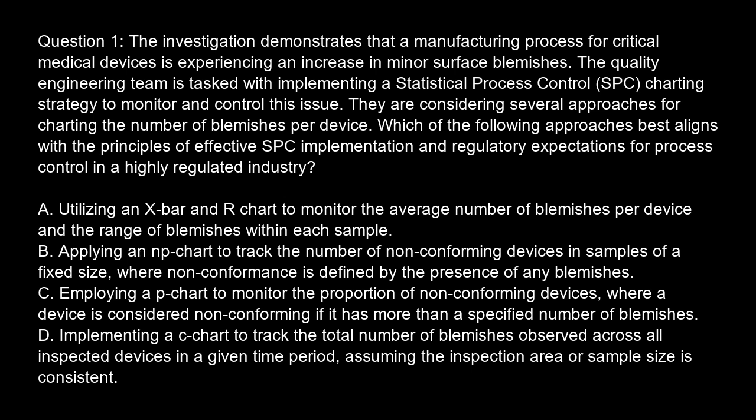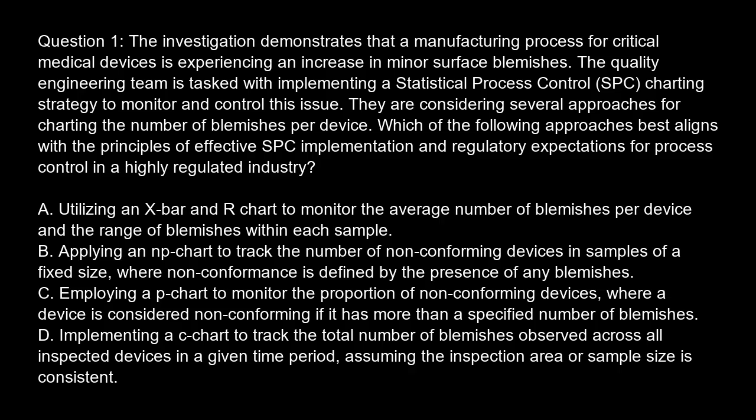Option A. Utilizing an X-bar and R chart to monitor the average number of blemishes per device and the range of blemishes within each sample. Option B. Applying an NP chart to track the number of non-conforming devices in samples of a fixed size, where non-conformance is defined by the presence of any blemishes.